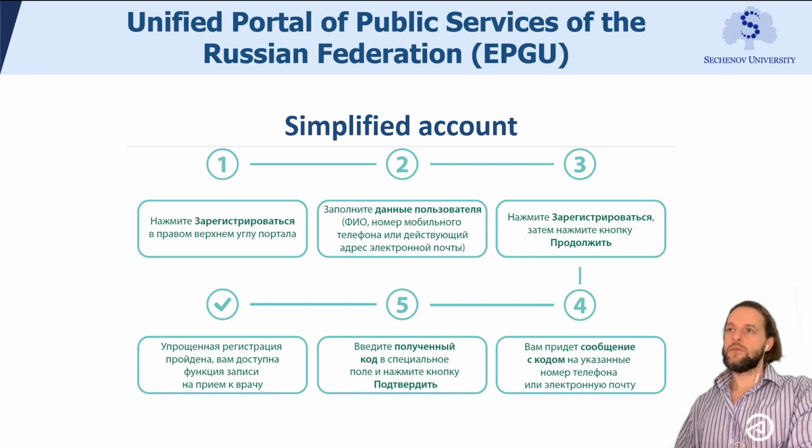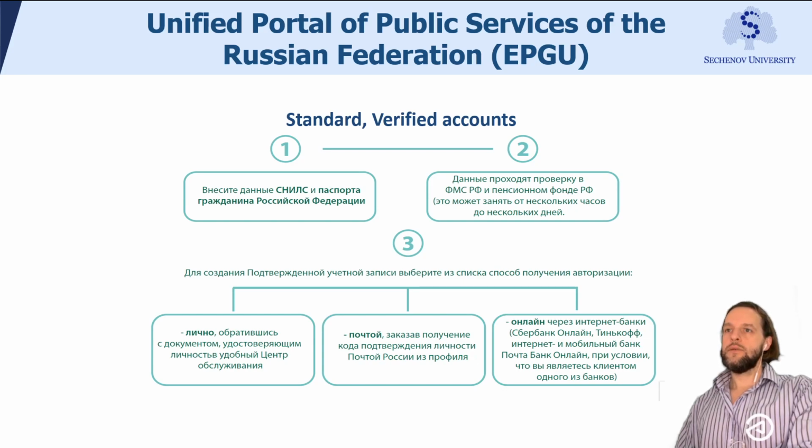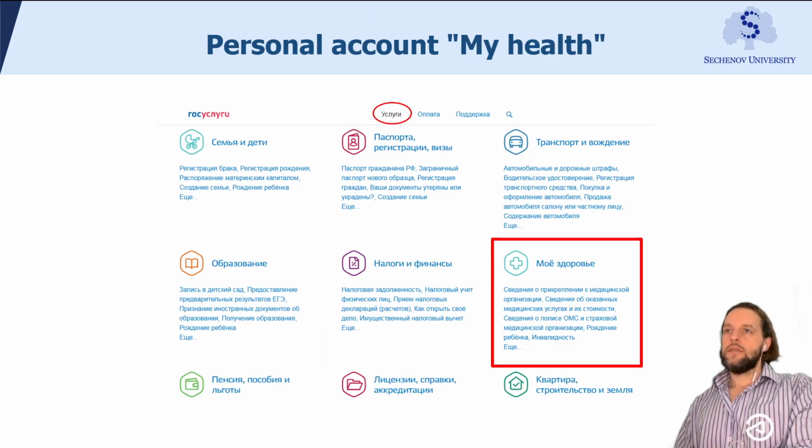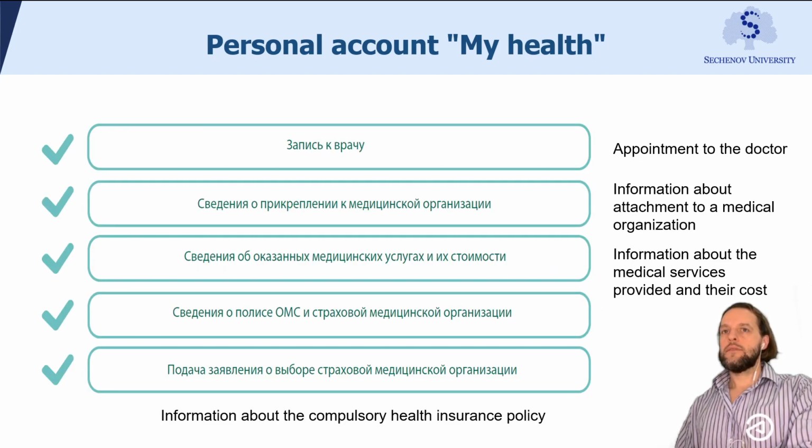In this system we have different types of accounts. There are simplified and verified accounts. They have different rights for data access. For example, on the My Health portal, with a simple account you can only make an appointment with the doctor, and you will need a certified account to receive medical information, because it's viewed as confidential. In the system we can find information about attachment to the medical organization, cost of the services provided, and all the questions related to health insurance.